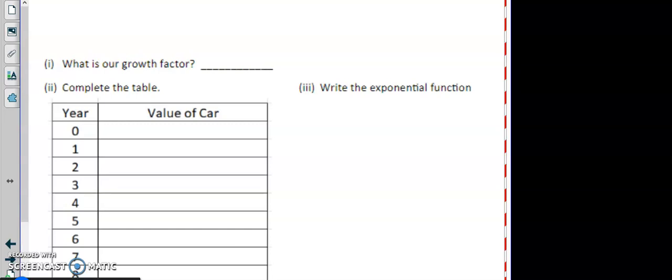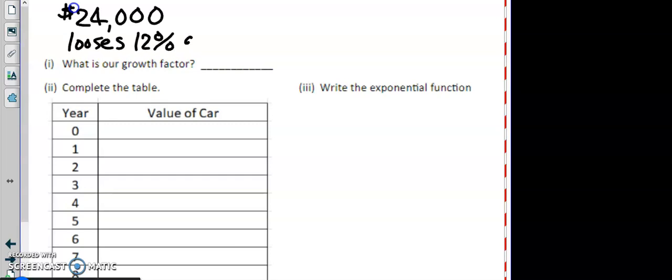Okay, so this problem is on purchasing a car. The car itself was worth $24,000, and the car loses 12% annually.